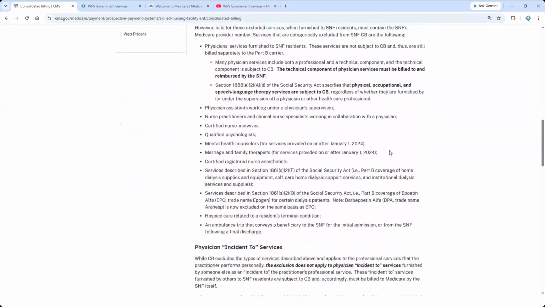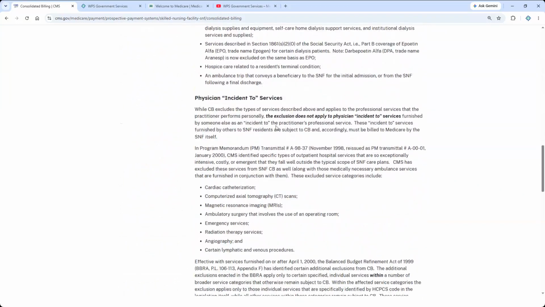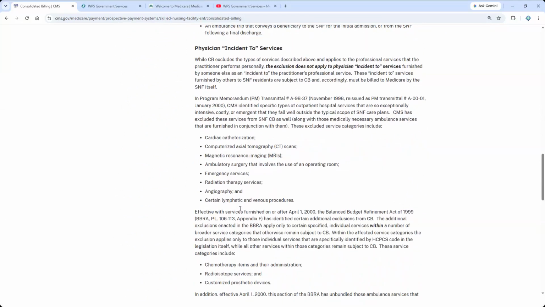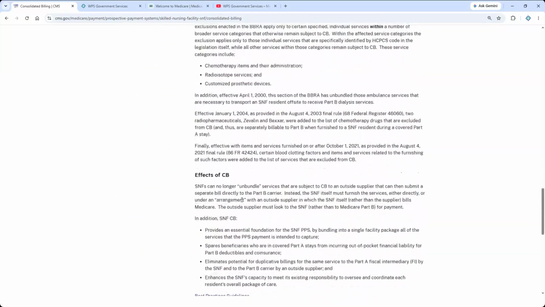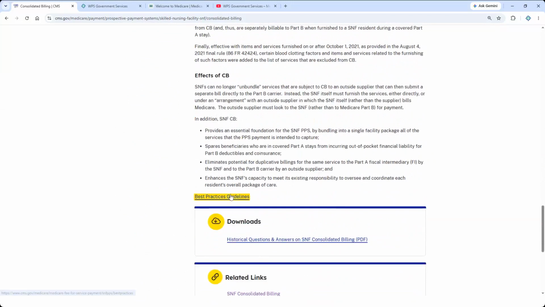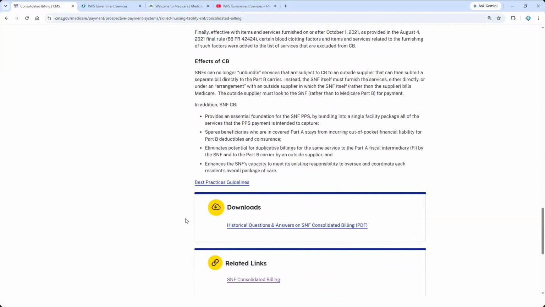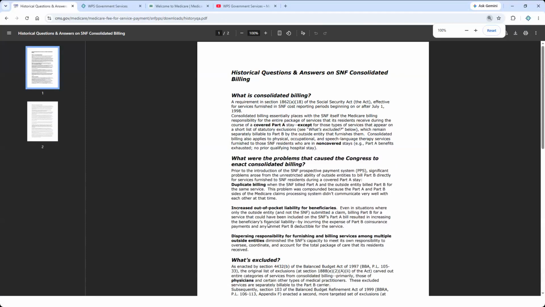Again, I'm trying not to go too fast so that I don't lose anybody. This is a lot of the information that I just gave you, so it kind of talks about all of that stuff. Here's the best practices, which is where you can find sample agreements, but here's the historic question and answer section. And here are those FAQs.